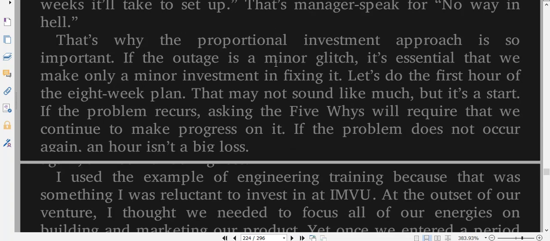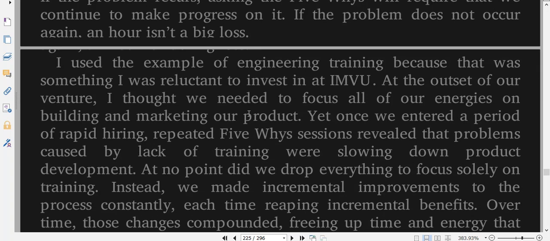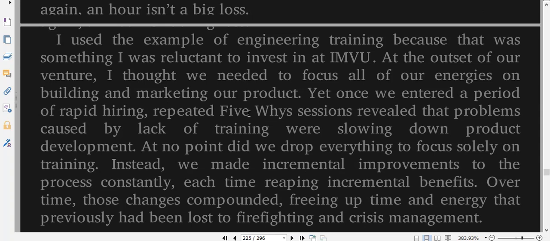That's why the proportional investment approach is so important. If the outage is a minor glitch, it's essential that we make only a minor investment in fixing it. Let's do the first hour of the 8 week plan. That may not sound like much, but it's a start. If the problem recurs, asking the five whys will require that we continue to make progress on it. If the problem does not occur again, then the hour isn't a big loss.